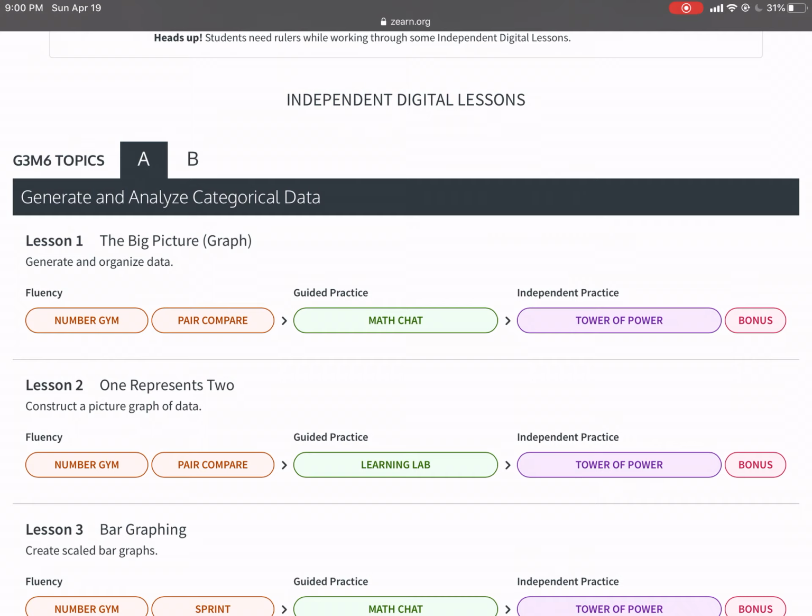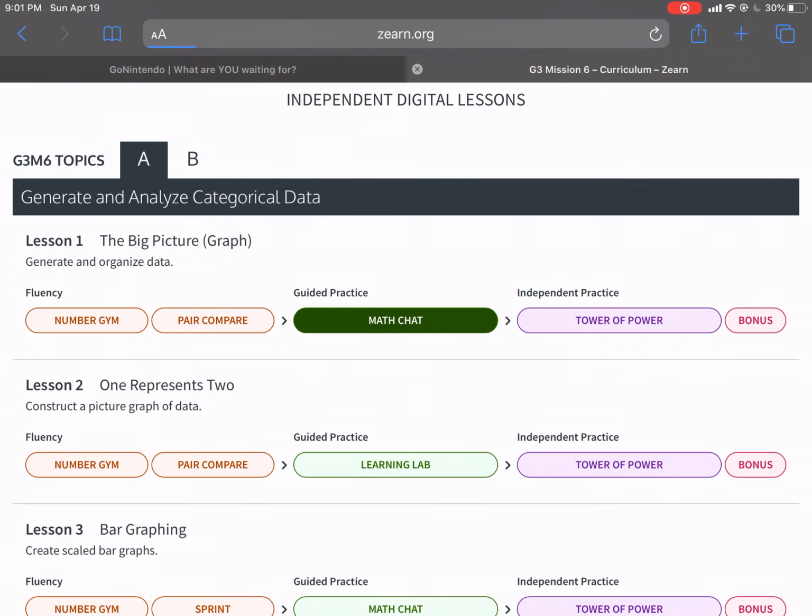Your job today is going to either be to get on Zern and complete the Fluency, Number Gym, Pair and Compare, and Tower of Power, or it's going to be to complete your math worksheet that is in your packet for this lesson, your Lesson 1 worksheet, and to send me a picture of it. It's a two-sided worksheet, just like our problem sets from our workbook. They're just printed out and in your packet if you picked one of those up. If not, please complete this on Zern. Let's get started with Math Chat today.